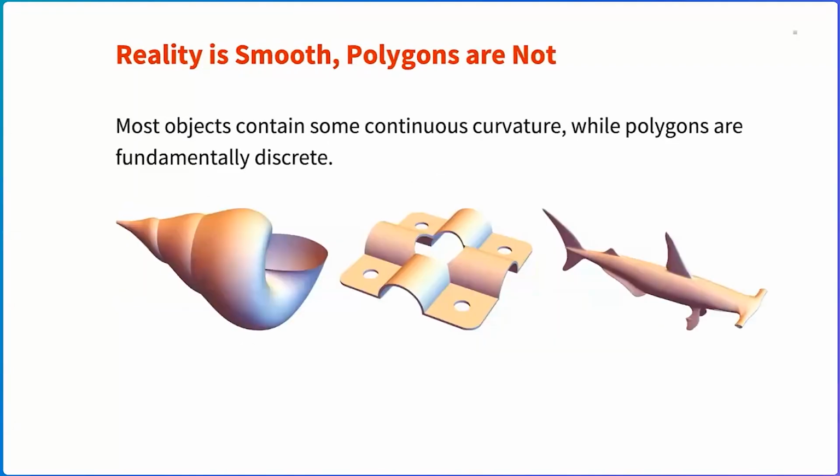That problem is that reality is smooth, while our polygons are not. Most objects we encounter in everyday life contain some curved surfaces, whether they be natural or man-made. Even things we think of as flat will often have rounded corners when you look closely. This introduces a problem, as the polygons we use to model these continuous objects are fundamentally discrete, and therefore we can never accurately capture most objects using polygons. So, how do we handle this in practice?